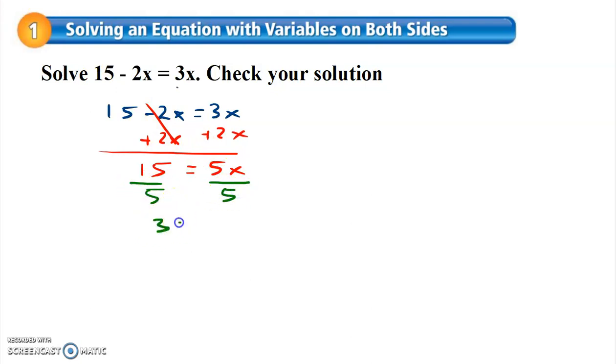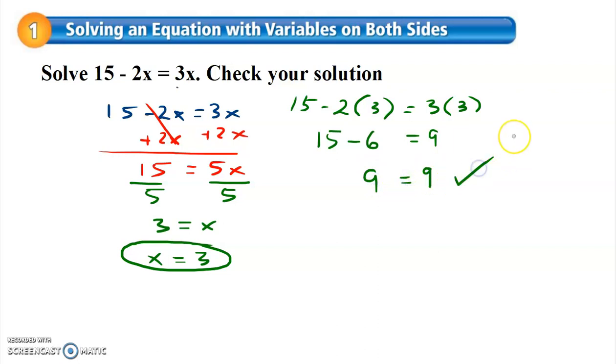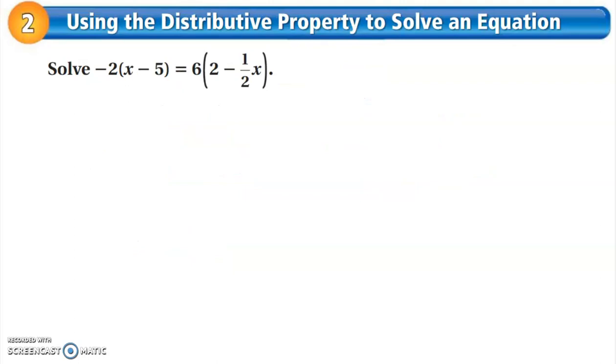And then we get 3 is equal to x, or we can turn that around and get x is equal to 3. Now it says check your solution. That means take the solution and plug it back in. So 15 minus 2 times 3 is equal to 3 times 3. Let's check to see whether that's true. 15 minus 2 times 3 is 6. Does that equal 9? 15 minus 6 is 9, and that equals 9. All right, checked that solution.